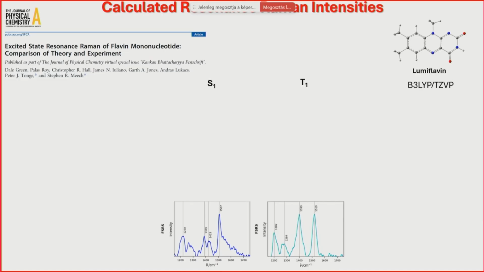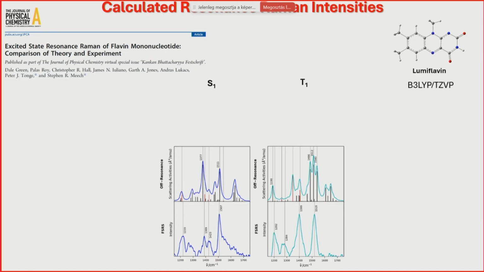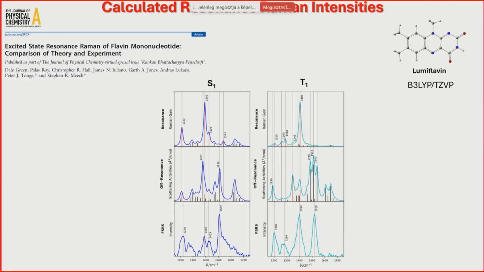experimental FSRS spectra first with the off-resonance calculations using B3LYP, which is a very popular functional when calculating FMN structures, both for the S1 and the T1 states. Of course, the experimental spectra are taken in resonance conditions. Therefore, they tried to also add resonance in the calculations to improve the agreement with the experiments. However, the opposite thing happened.